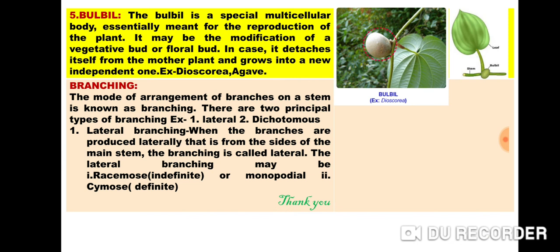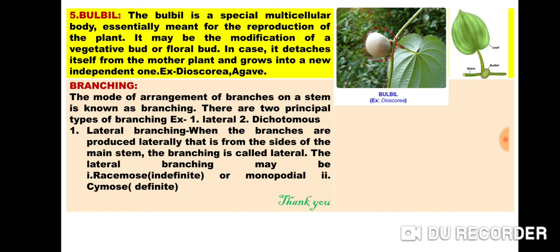Then fifth one is bulbil. The bulbil is a special multicellular body essentially meant for the reproduction of the plant. It may be the modification of a vegetative bud or floral bud. In case it detaches itself from the mother plant, it grows into a new independent one. The best examples are Dioscorea and the other one is agave.